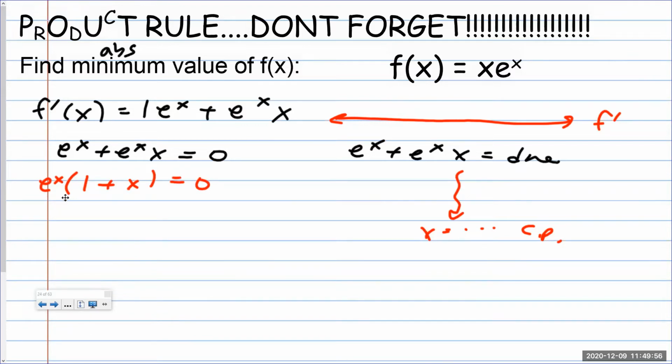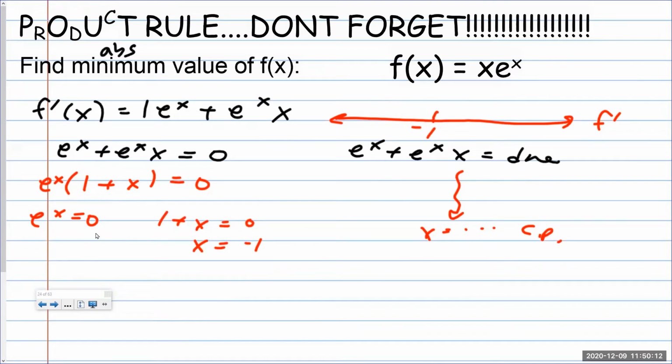So guys, if I get something times something equals 0, what does that mean about one of these somethings? Okay, so e to the x is equal to 0, or 1 plus x is equal to 0. So I've got one critical point so far, x = -1. I can put that into my number line.